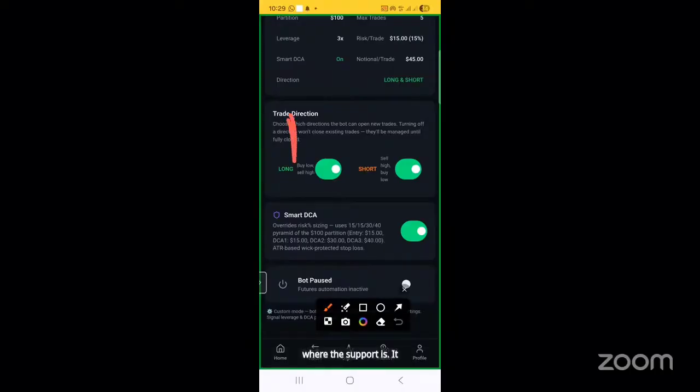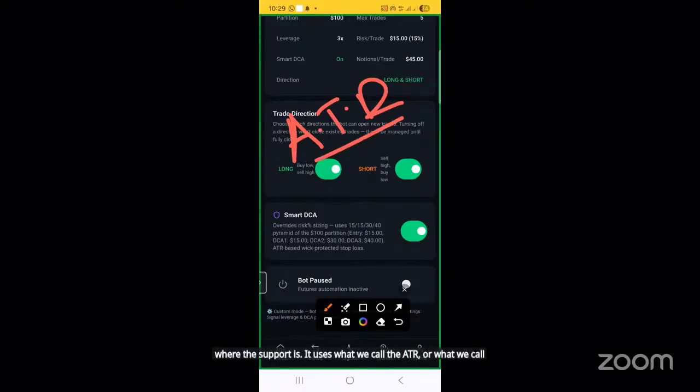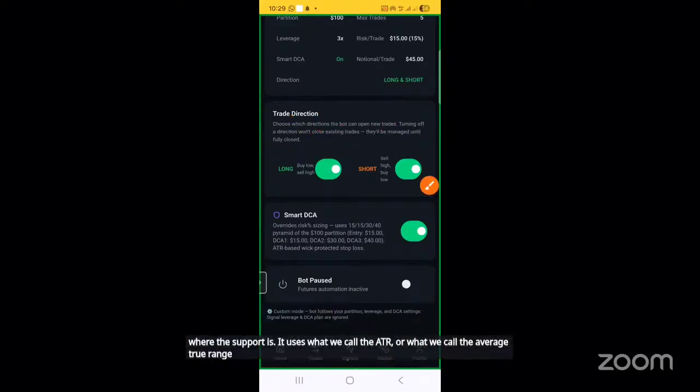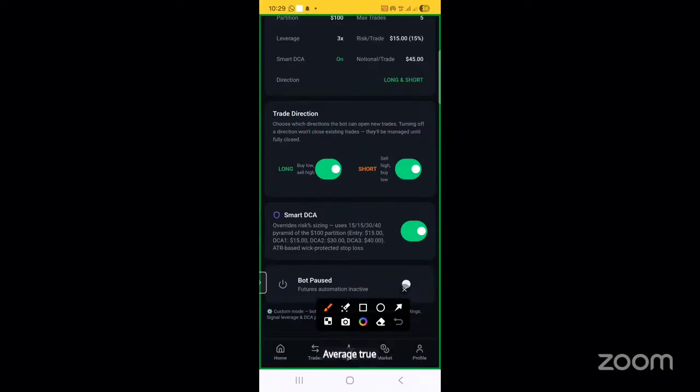It uses what we call the ATR, or what we call the average true range. Average true range is a measure of how volatile a cryptocurrency is.